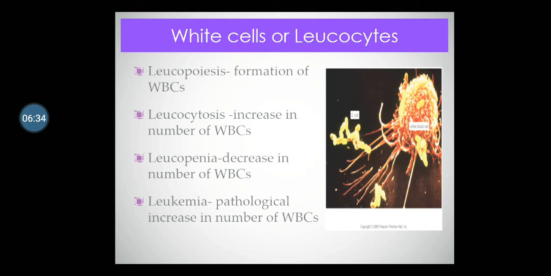Let's see, leukopoiesis means the formation of WBC. The disorders like leukocytosis, increasing number of WBC as compared to normal. Leukopenia, decrease in number of WBC. Leukemia, pathological increase in number of WBC.